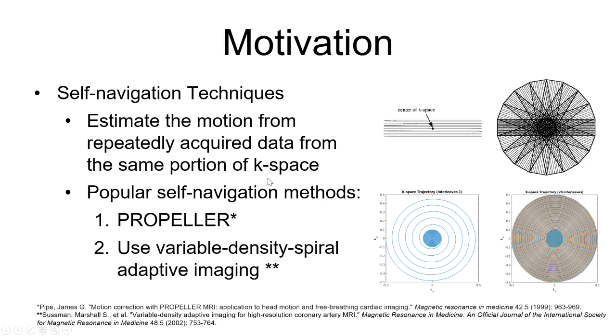The most popular method is PROPELLER. It collects data in concentric rectangular strips rotated about the k-space origin. The repeated samples at the center of k-space, conventionally called interleaves, provide inherent navigator information. They are acquired in a short time and are considered as almost motion-free images. Following the same idea, motion correction methods with VDS adaptive imaging trajectories are also proposed.